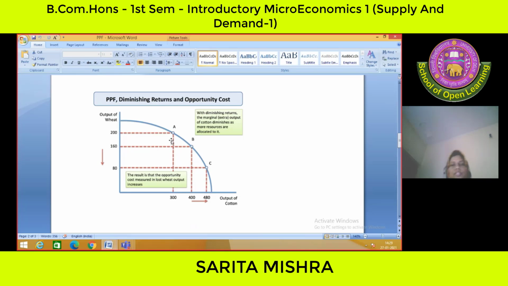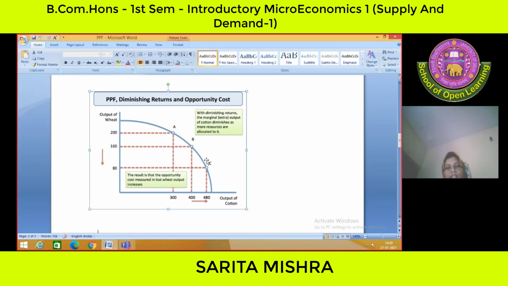Here, you see that from A to B, the slope is 40 by 100, whereas from B to C, the slope is how much? The change in production of wheat is 80 units and the change in production of cotton is 100 units. So at point C, the change per unit of change in cotton is 80 units upon 100 units. But here it is 40 units upon 100 units. So moving from A to B, for 100 units of cotton, you are sacrificing 40 units of wheat. In moving from B to C, for an additional 100 units of cotton, you are sacrificing 80 units of wheat.